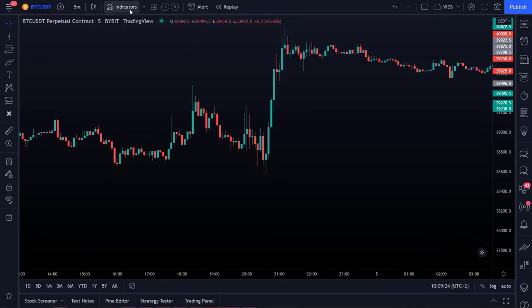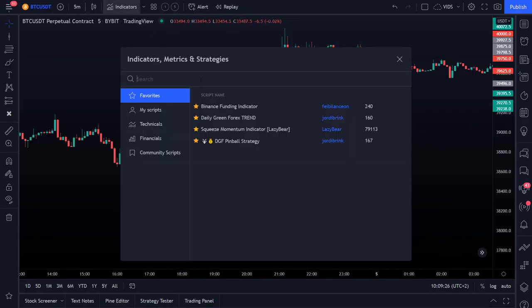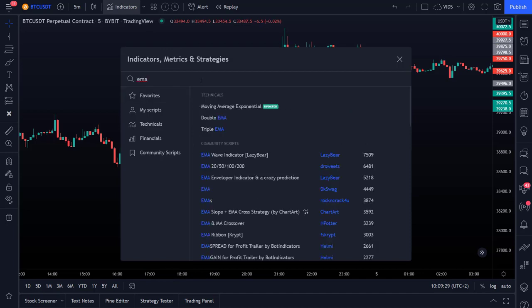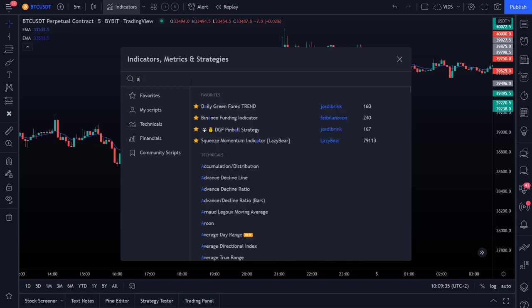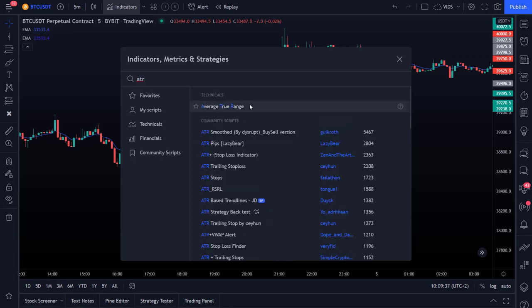With this strategy, we use 3 indicators. I use the moving average exponential with the abbreviation EMA twice, so I click this one twice. The third indicator we use is the ATR indicator.